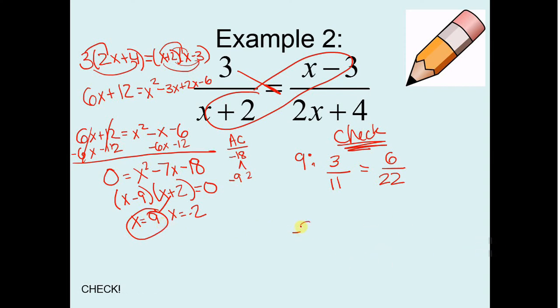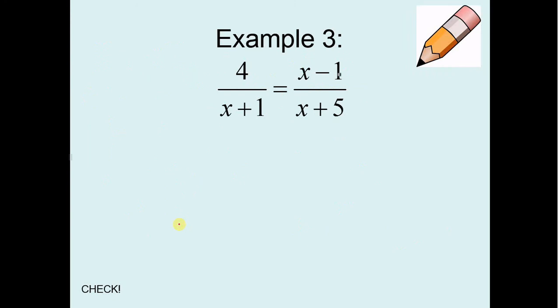Now, let's check that -2 here. So we get 3 over -2 plus 2. Well, that's 0. But wait, can I have a denominator of 0? Can I divide by 0? No, only Chuck Norris can do that. So, you know what? I can stop right here. Not a solution, does not work. So I'm going to cross out that -2. So notice how 9 is the only answer that works in this example. Like I said, you always need to check these. You're going to get a lot of extraneous solutions on these particular kinds of problems.